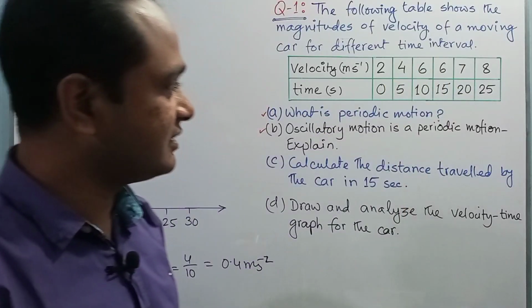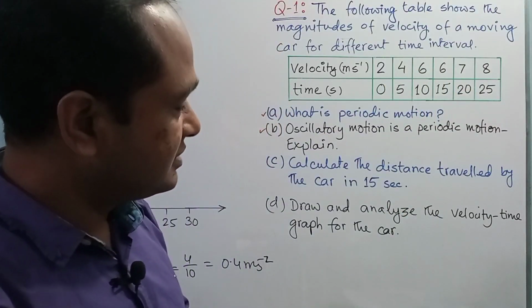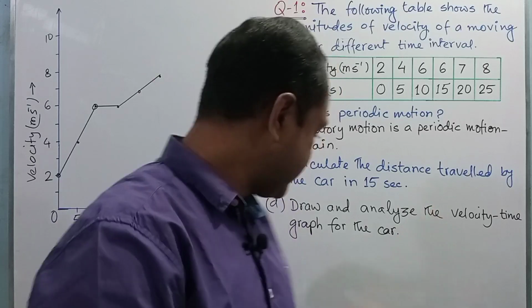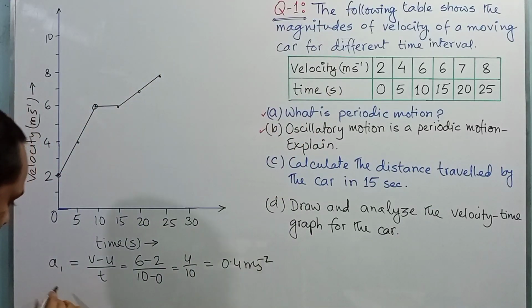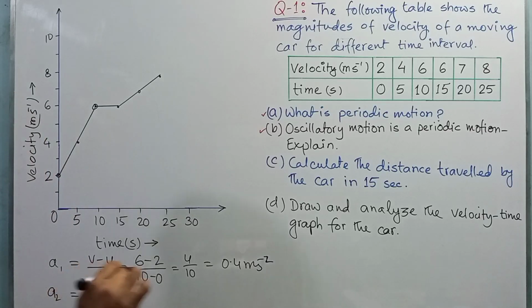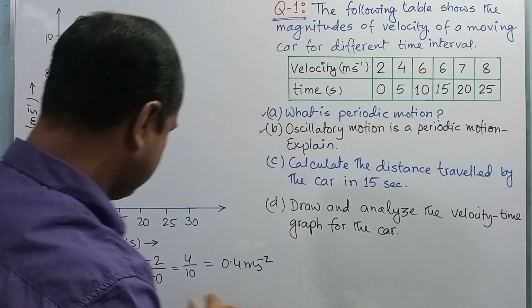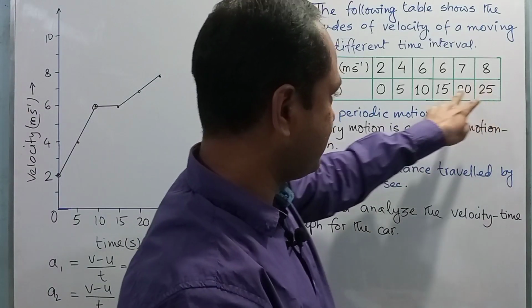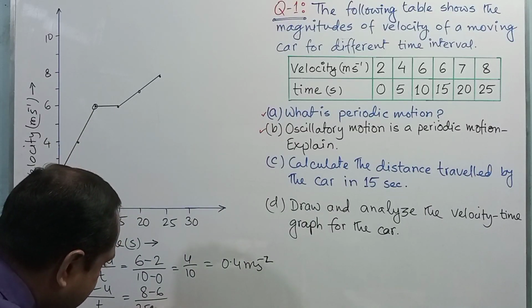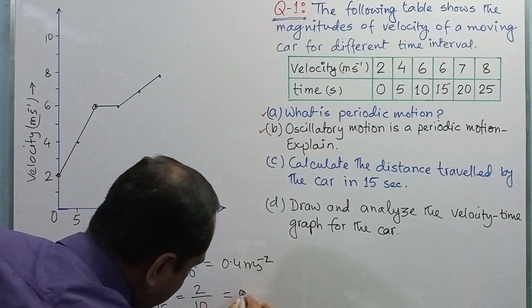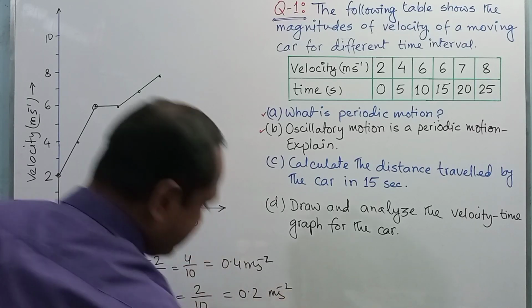From the graph we can say that in the last 10 seconds, that is 15 to 25 seconds, the velocity of the car again increases. So in that case, the acceleration for the next 10 seconds, if we calculate v minus u divided by t, here final velocity is 8, initial velocity was 6. So 8 minus 6 divided by, here time is 25 minus 15. So 2 divided by 10, that is 0.2 meter per second square.